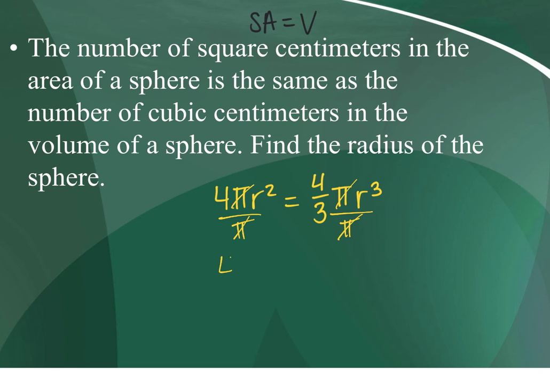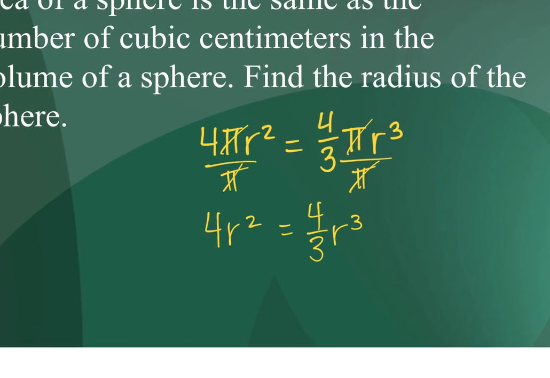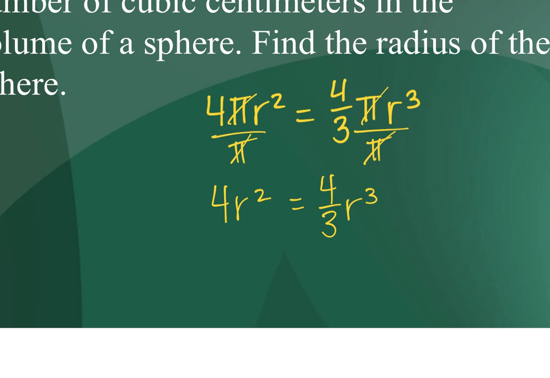4r squared and 4/3 r cubed. Very good, okay? 4r squared equals 4 over 3 r cubed. And you said do what? You divide by r squared. Very good. And then it turns into 4 equals 4/3 r. Okay, so we divide by r squared. R cubed divided by r squared.